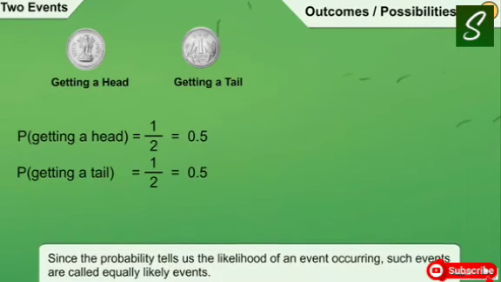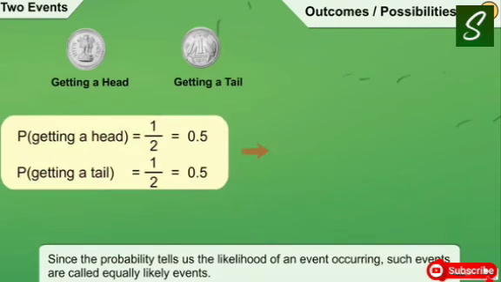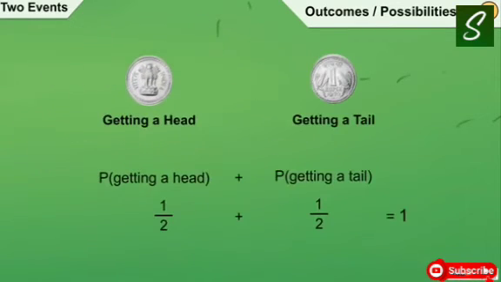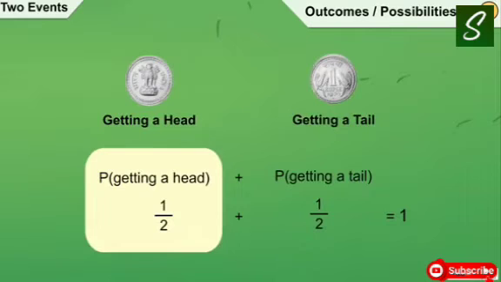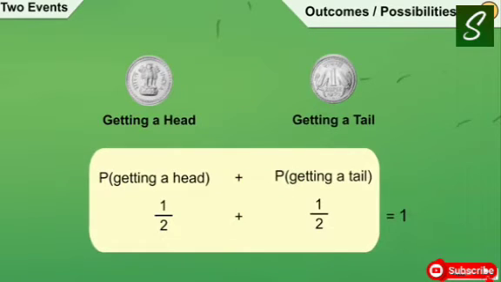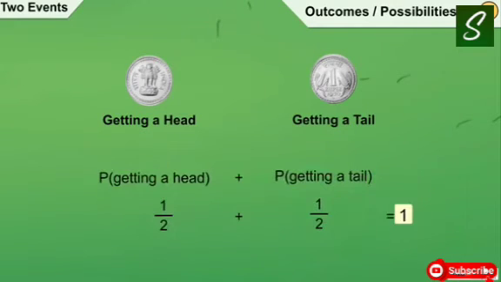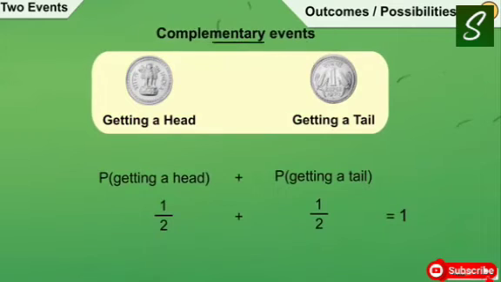If you notice here, since the probability tells us the likelihood of an event occurring, such events are called equally likely events. As we have seen, on tossing a coin we get heads or tails, and there are no other options other than these. It also satisfies a condition, that is, the probability of the event getting head, which is 1/2, plus the probability of the event getting tail, that is also 1/2, makes 1. So these events are complementary events.